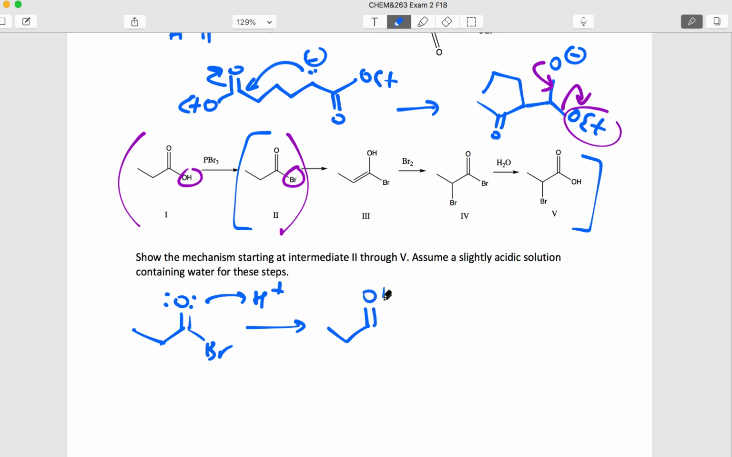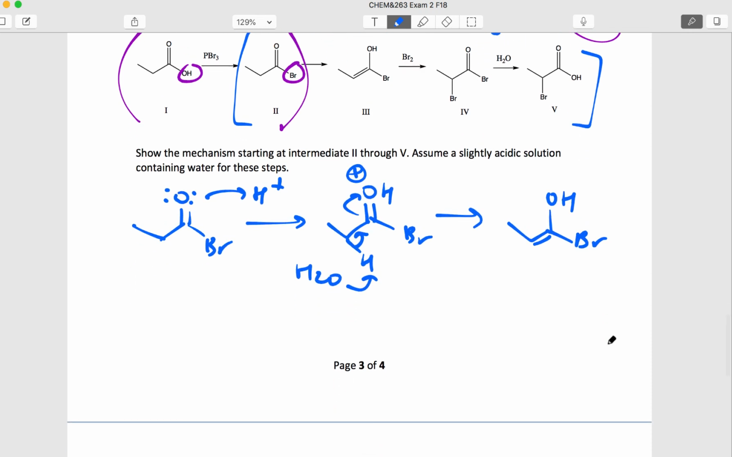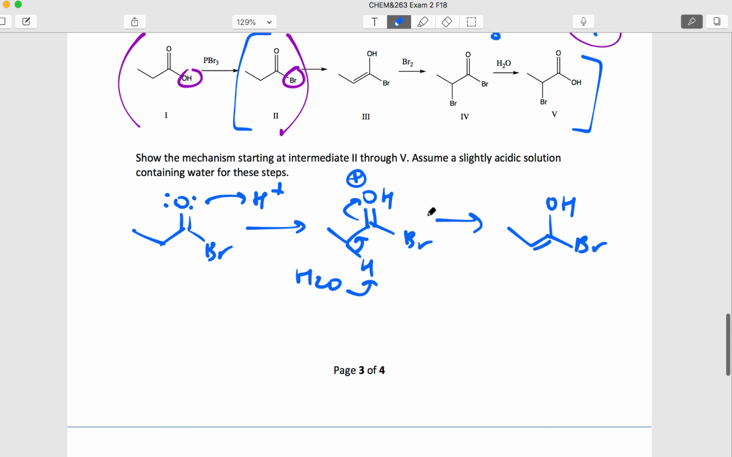So you would show this, and you can assume water is in the solution. So we make this enol to start with. So that's 2 points just for the idea of acid catalyzed enolization, which is what some of you did up here, but this was basic. So this gave you a chance to show acidic enolization or tautomerization. The next part is another 2 points to show how this reacts with Br2 to alpha brominate.